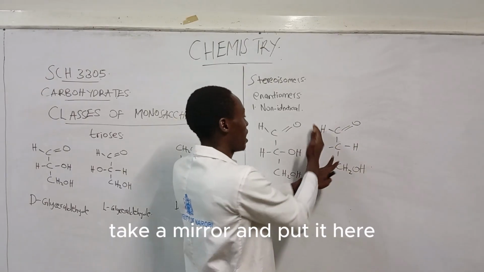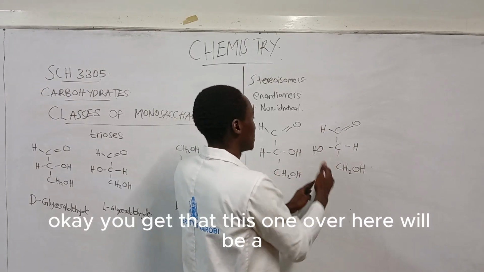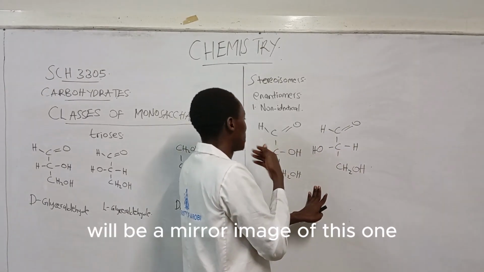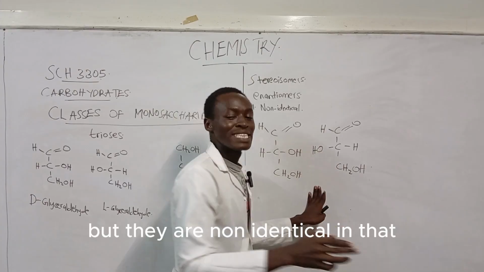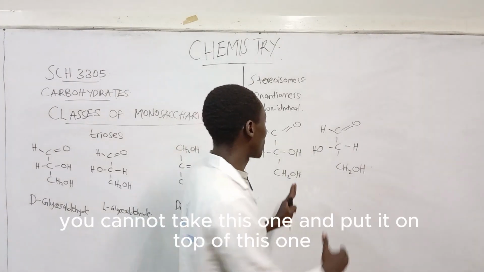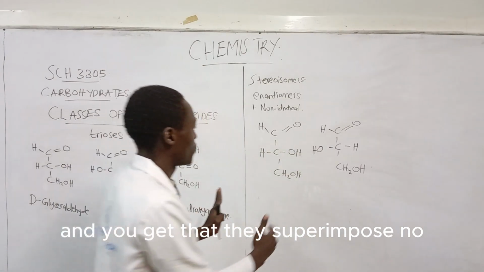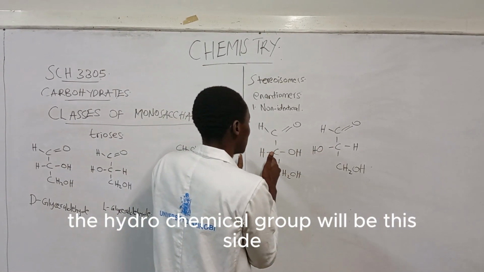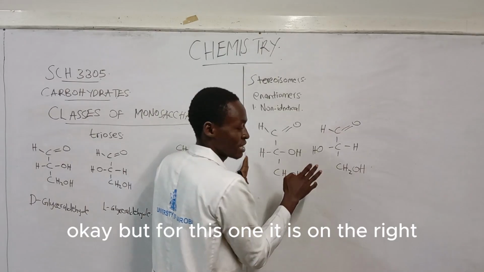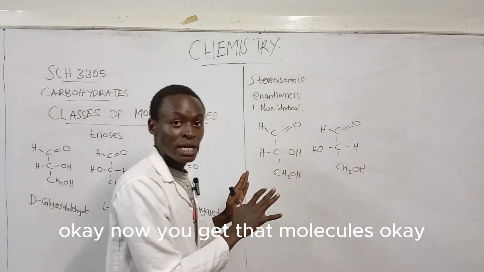When you take a mirror and put it here, you get that this one over here will be a mirror image of this one, but they are non-identical, in that you cannot take this one and put it on top of this one and have them superimpose. The hydroxyl group will be on this side, but for this one it is on the right, while this one is on the left.